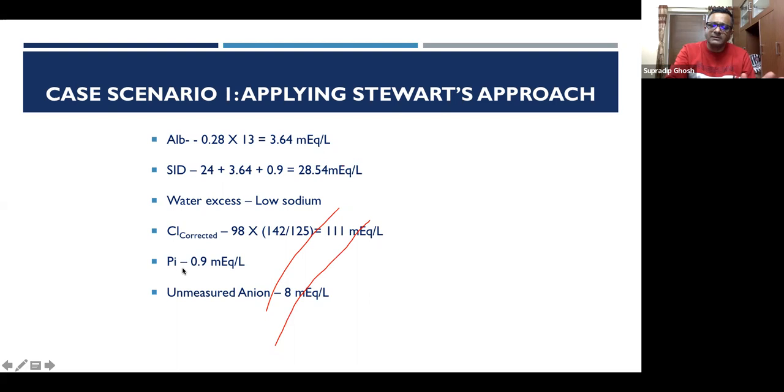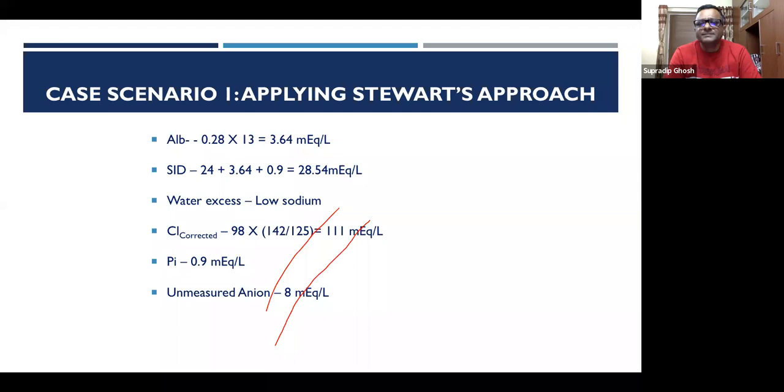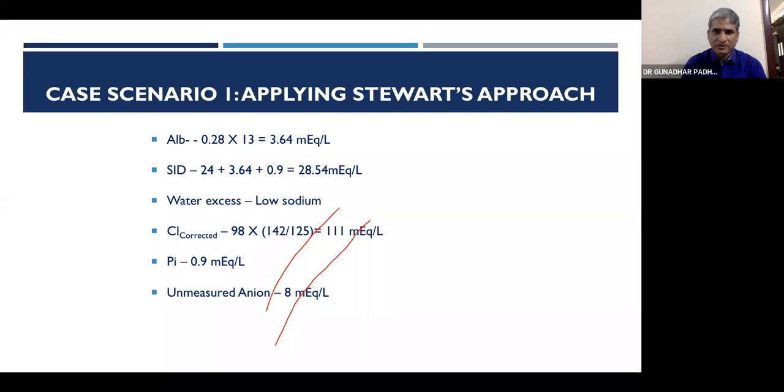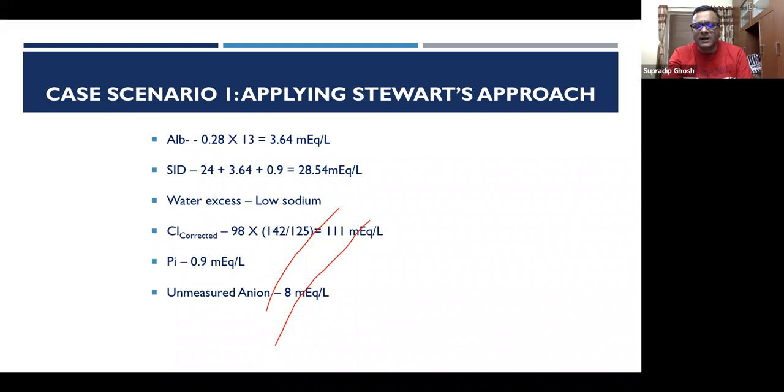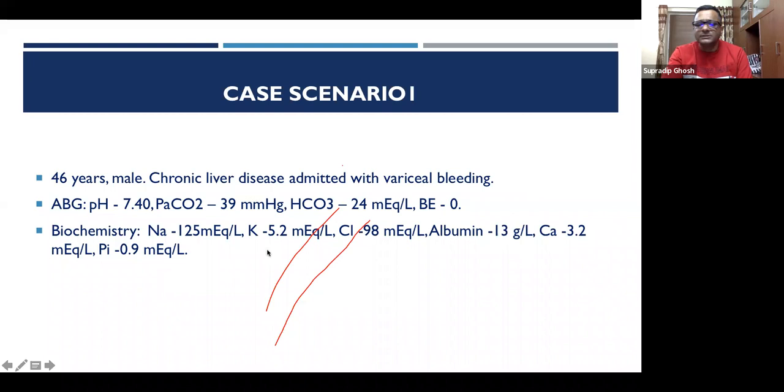Simple. So the beauty of this Stewart's approach is whatever we cannot pick up by the traditional approach, by Henderson-Hasselbalch, you can actually pick up these mixed disorders, double or triple disorders, by applying the Stewart's approach. Practically, you don't have to use the formula because nobody is going to ask you the formula. You can easily find out the problems by looking at the biochemistry. The sodium is low, the albumin is low, the phosphate is low. These are directly responsible for producing acid-base abnormalities. So why do we need a formula? We don't need a formula.